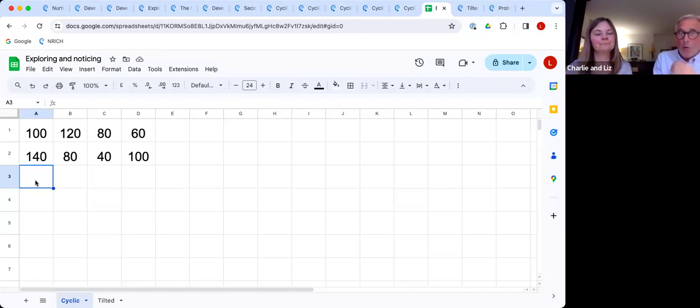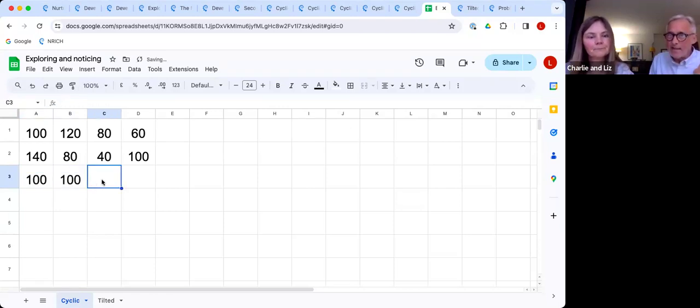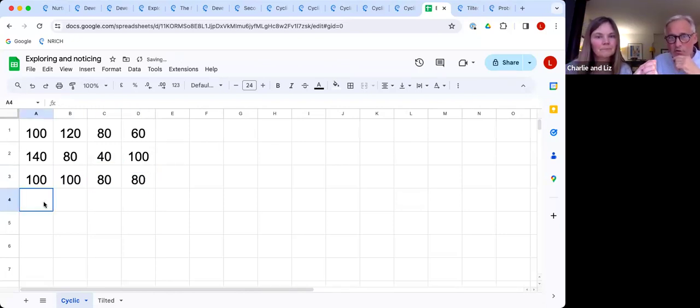That's right. While Liz is typing, what we'd like you to do is to look at the results that are appearing on the board. What do you notice? So the next row, 100, 100, 80, 80. And again, in the chat, you might want to write down what you notice. 120, 120, 60, 60.